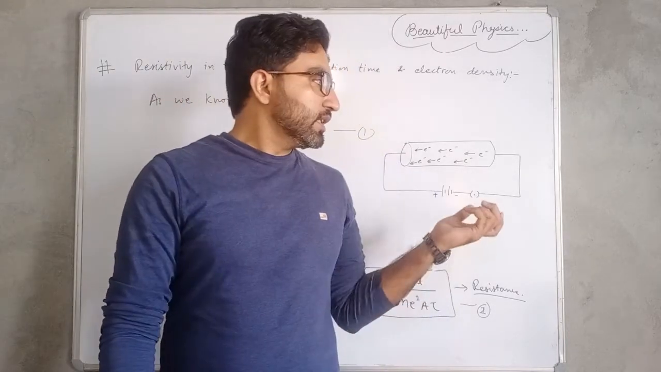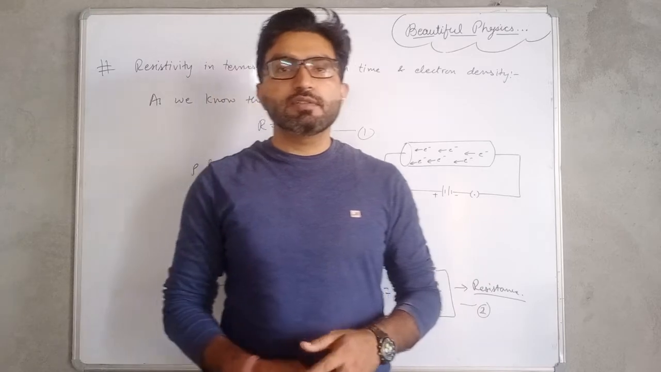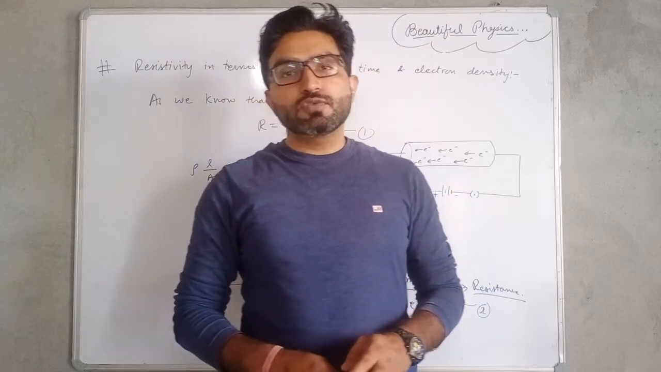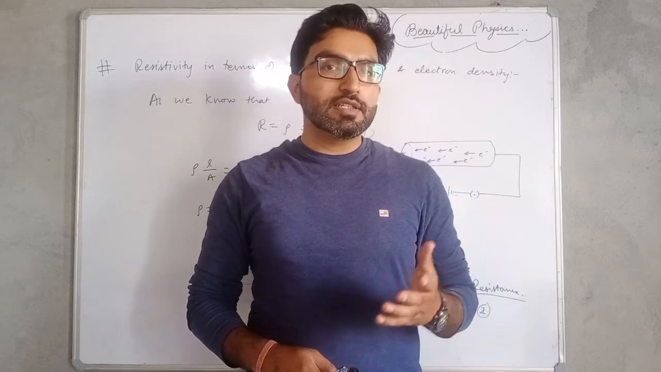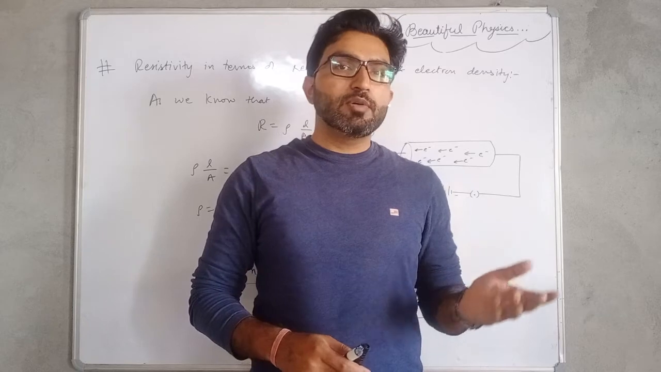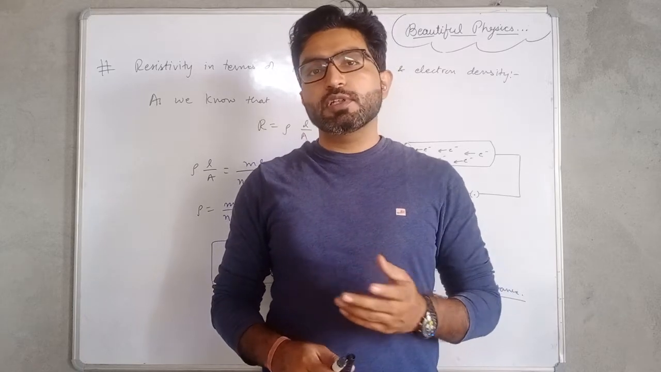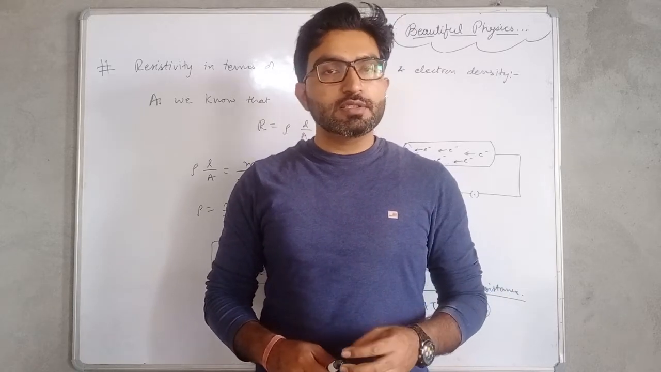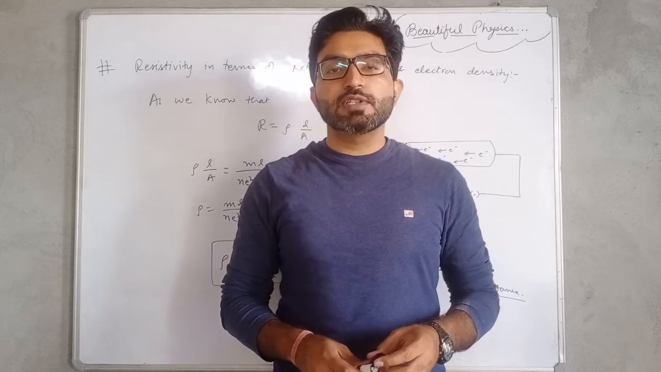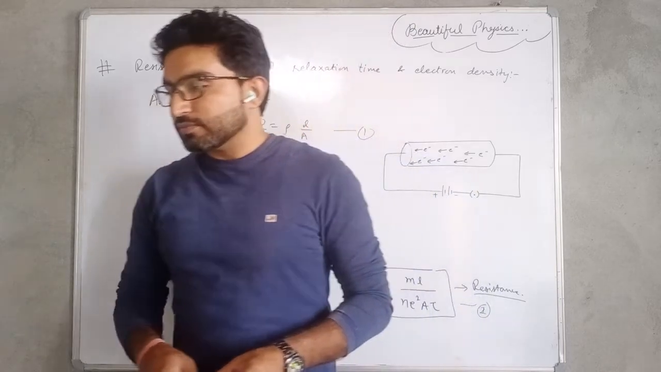Okay, so this is the cause of resistance. When it is asked in the examination what is the cause of resistance, then you have to write that the collision with the immobile positively charged ions or with the neighboring electrons is the cause of opposition offered by the conductor, which is known as the resistance.